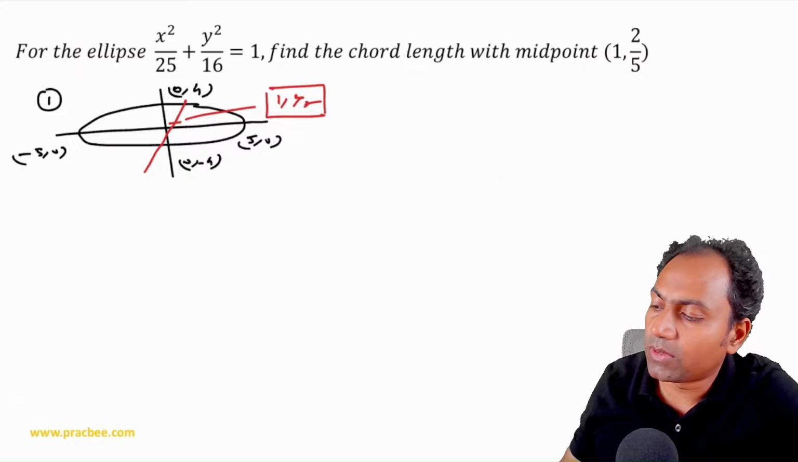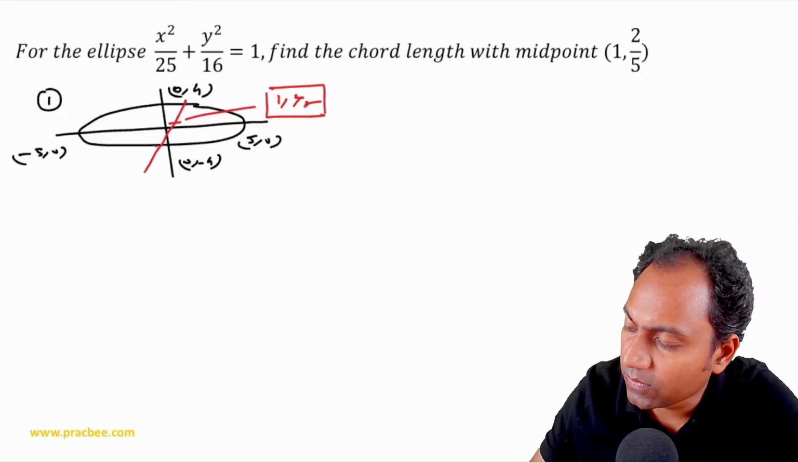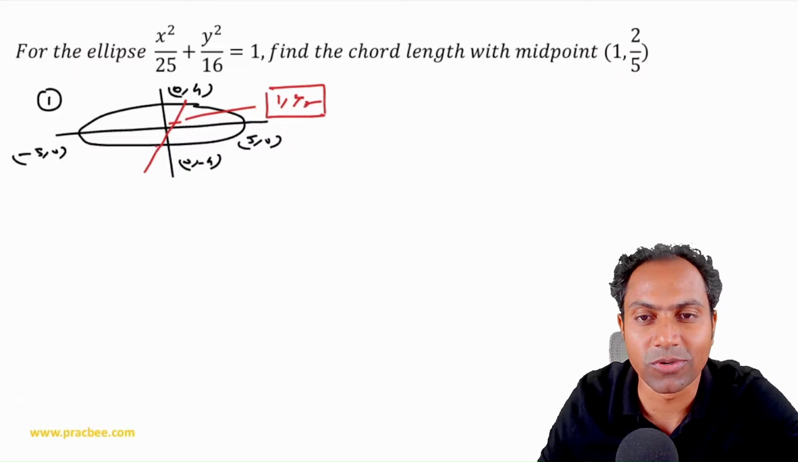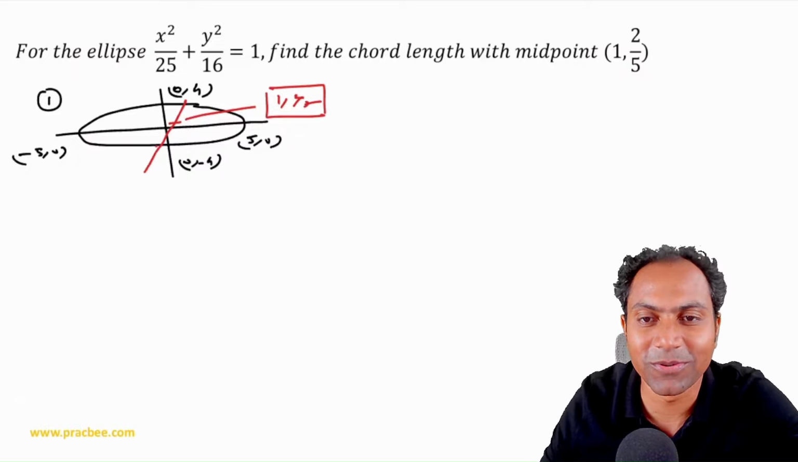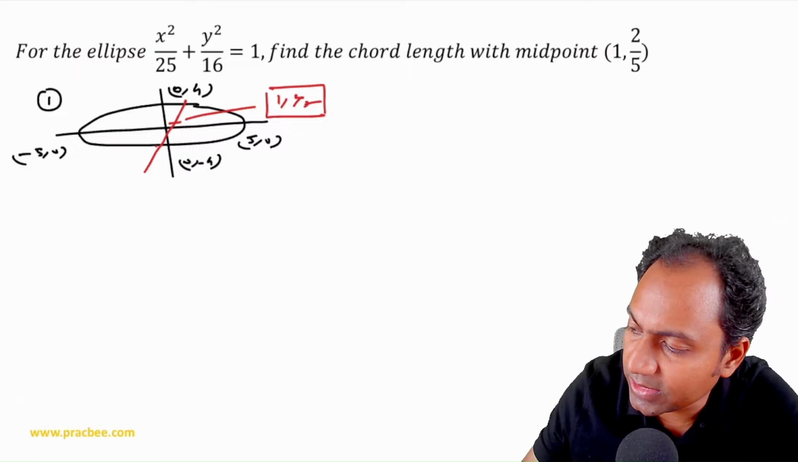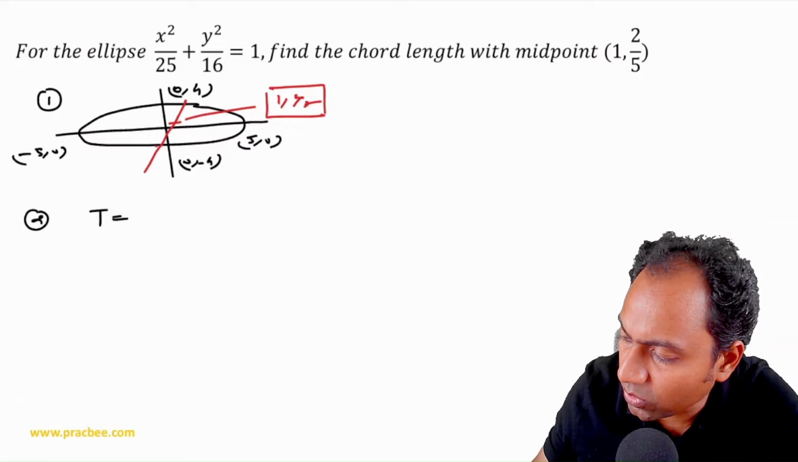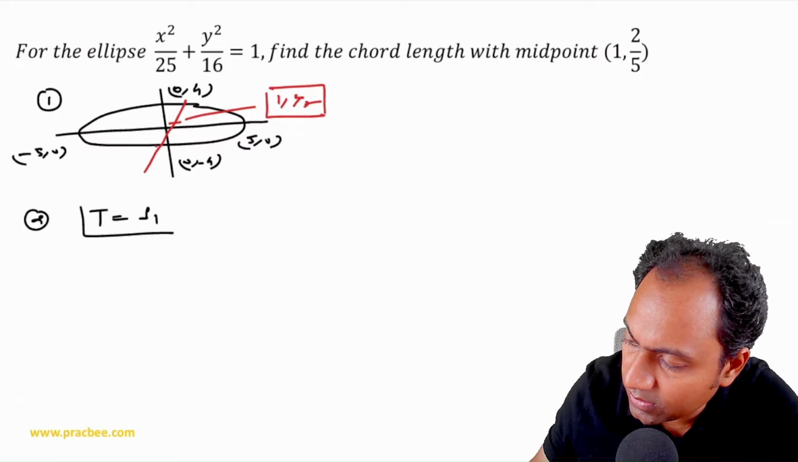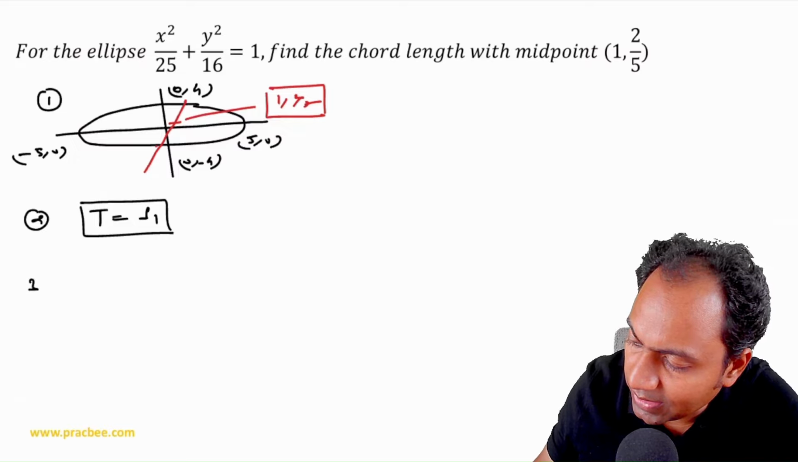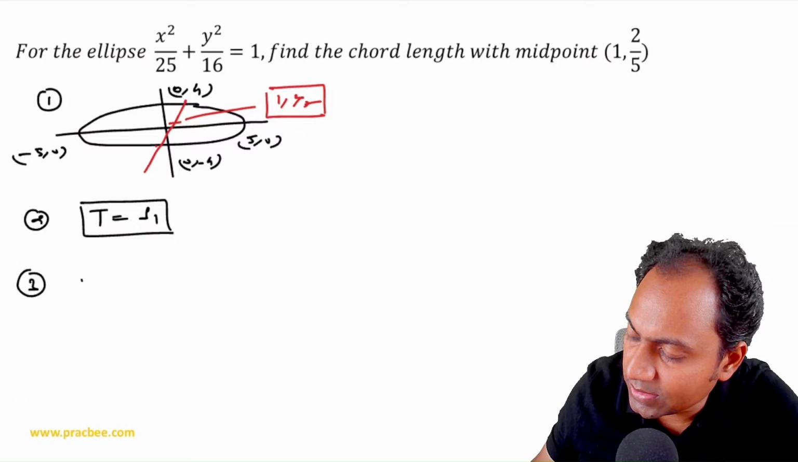What they're talking about this chord is basically, if you look into these endpoints, what they're asking is what is the length of this chord. That is what the question is. So what you can do in this question, I will tell you the steps. The first idea would be to write the equation of the chord using T is equal to S1. Once we have done that, the next step would be to find or satisfy this in the equation of the ellipse.